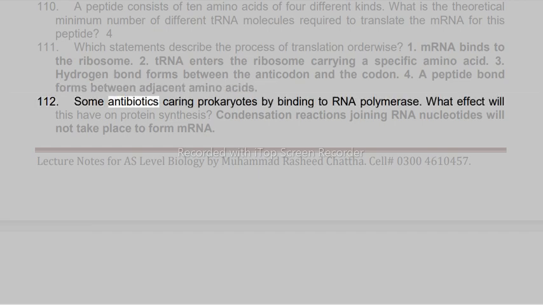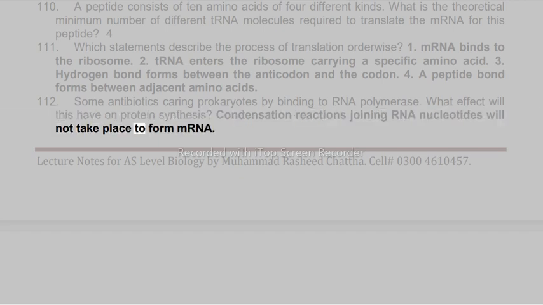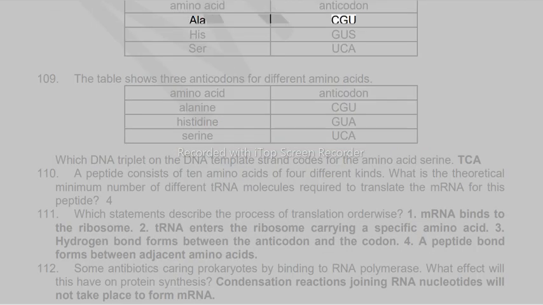112. Some antibiotics kill prokaryotes by binding to RNA polymerase. What effect will this have on protein synthesis? Condensation reactions joining RNA nucleotides will not take place to form mRNA. Amino acid, anticodon: alanine CGU, histidine GUA, serine UCA.